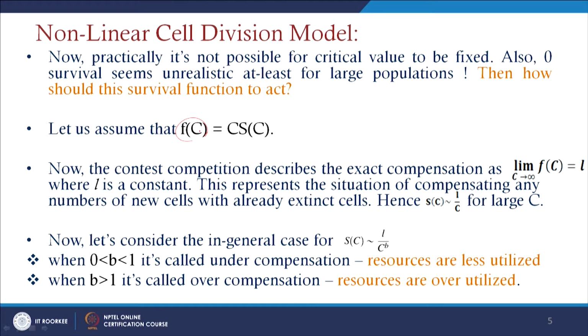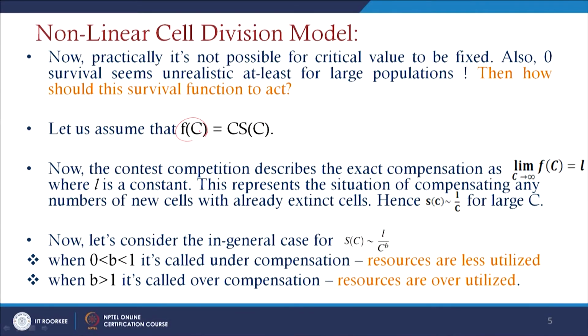Now, let us consider the general case where S(C) is approximated as 1 by C to the power b. There are a couple of factors that affect the cell populations, so we can assume a nonlinear model. When b lies between 0 and 1, it is called undercompensation, where resources are less utilized. This means that food will be sufficiently present. When b is greater than 1, it is called overcompensation, where resources are overutilized. This means that the food is consumed by all the cells at a time.